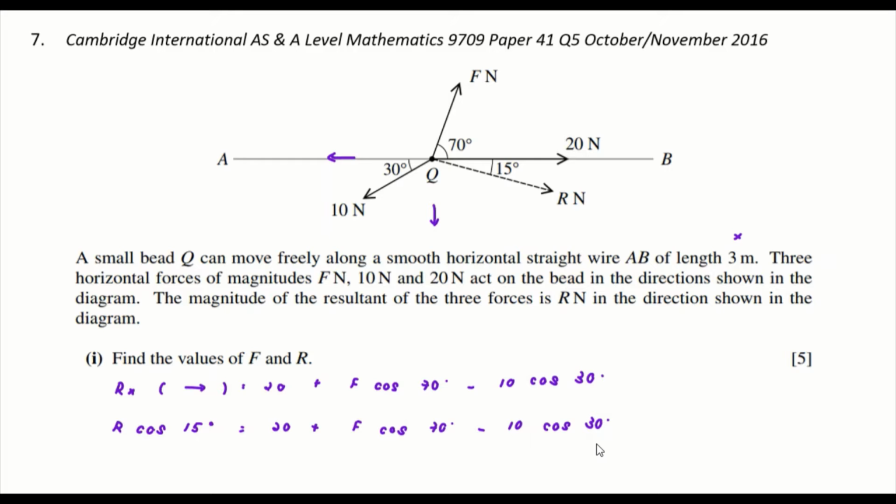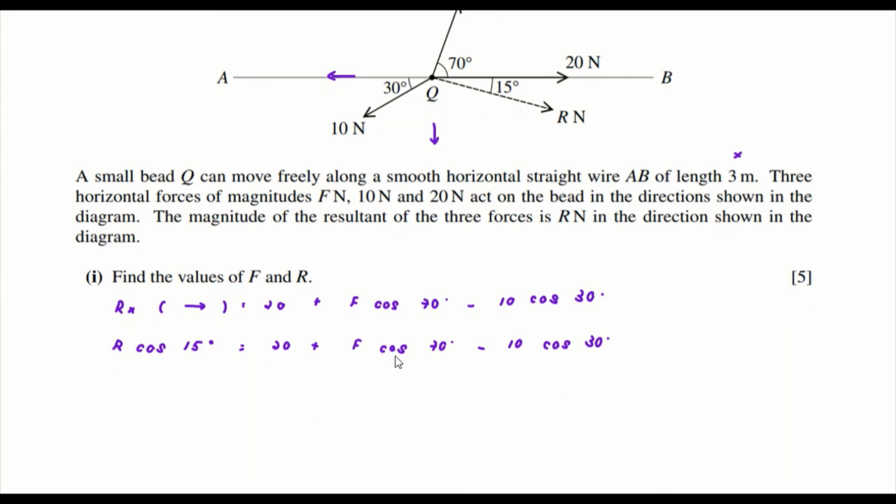For now, we try not to simplify anything first, because cos 30 is still okay, you should be able to get an exact value in surd form. But for cos 15 and cos 70, we try to leave our answer here, so that we can substitute into another equation later. So I will have 20 plus F cos 70. Since this one you can simplify, it depends on you whether you want to simplify or not. It's going to be the same at the end because the calculator is going to do it for you. So cos 15. Okay, this will become our first equation.